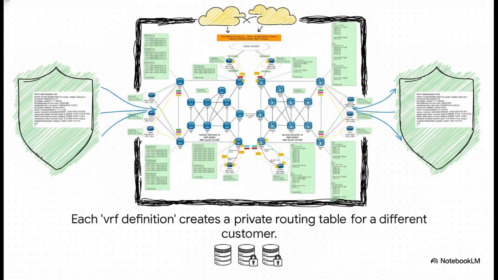And if you look closely at the configuration text on the sides of this diagram, you can actually see the code for these VRFs. Each one of those VRF definition blocks is creating a private, self-contained little routing world for a specific customer. This is the magic that makes modern business VPNs possible. It's just a perfect example of high-level networking in action.